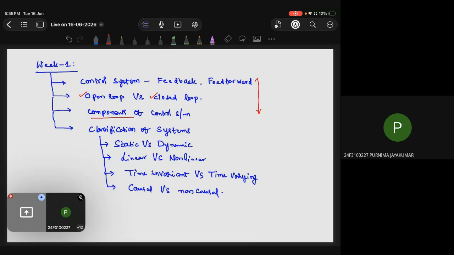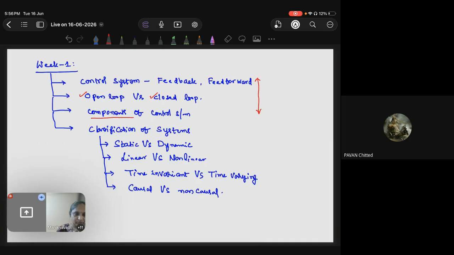Then the professor explained different classifications of systems: what is a static system, a dynamic system, what is a linear system, non-linear systems, time invariant, time varying systems, causal systems and non-causal systems. For every system type, he has explained mathematically how you can verify whether it is a static system or dynamic system or any of the other systems.